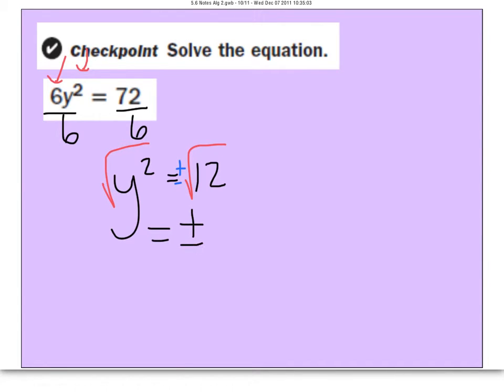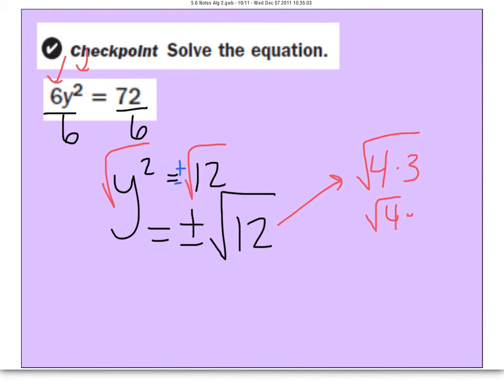Am I done by saying the answer is plus or minus the square root of 12? Well, on the side, I just realized 12 is 4 times 3 as the square root. So I can do the square root of 4 times the square root of 3, which becomes 2 times the square root of 3. So I do have to adjust my answer to be plus or minus 2 times the square root of 3.